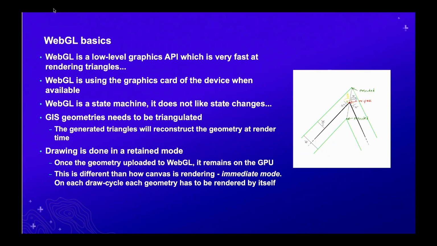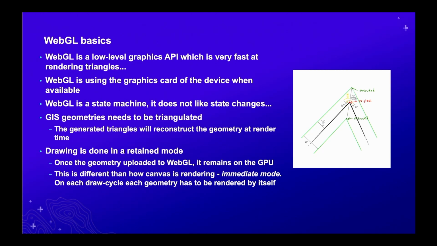Okay, so WebGL is yet another graphical API. It is available to use through a browser. It is very, very fast in rendering triangles. And triangles are unfortunately not your GIS features. It is fast because it can communicate and dispatch commands over to the graphics card that is available, if it is available, of course. But it has some drawbacks.